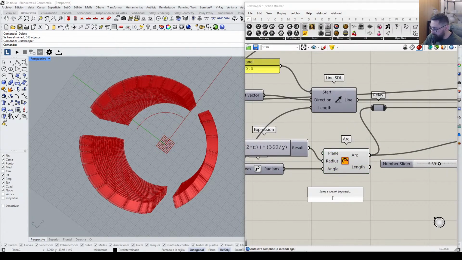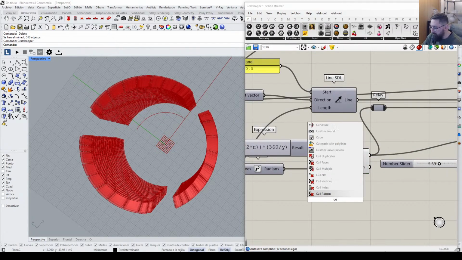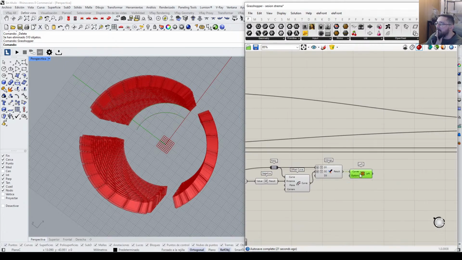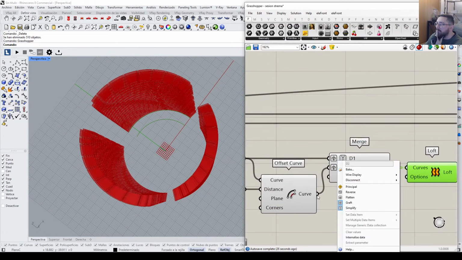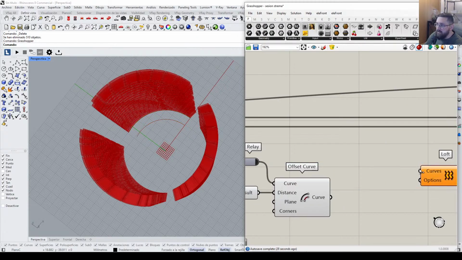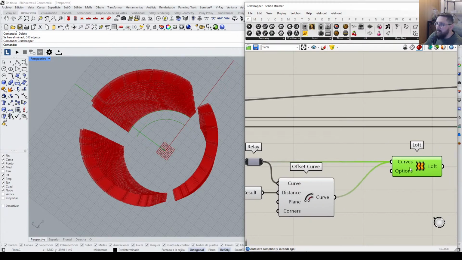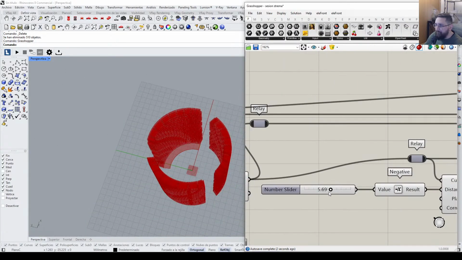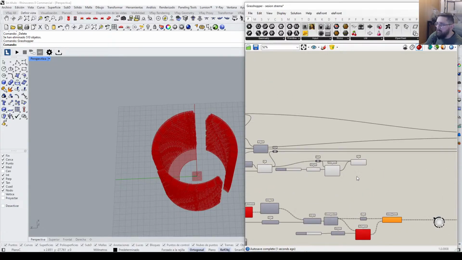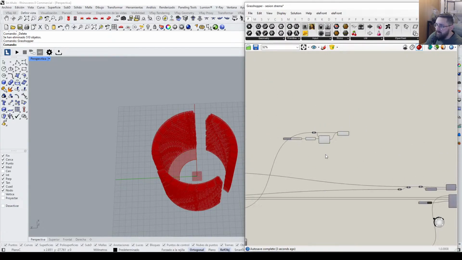Actually, no, I'm going to do a circle. That's going to be better. Circle. Or do we want to do... I don't know, actually. What's better, circle or this? It might be better to do it like this, actually. Okay. I'm going to put this over here. I'll need to clean this script afterwards. God.